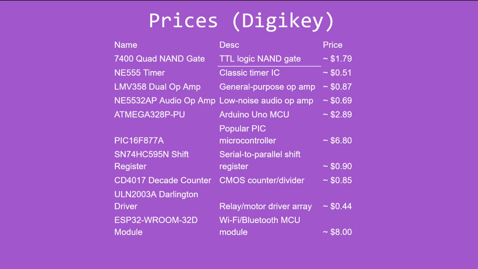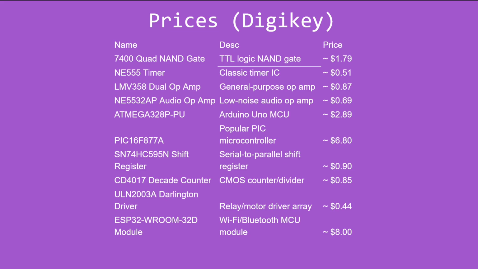And just to give you an idea of prices, these are off DigiKey with ordering just one of each. Now, that's usually not the way to go, getting it directly from a wholesaler like DigiKey, but if you need a specific chip you can't get elsewhere, you actually might be able to find these for quite a bit cheaper, especially if you're buying 5, 10, whatever off Amazon. Starting with a 74 series quad NAND gate, TTL logic NAND gate chip. It says a buck 79. Again, I know you can get those for a lot cheaper. An NE555 timer, that's just a classic timer IC, 51 cents.